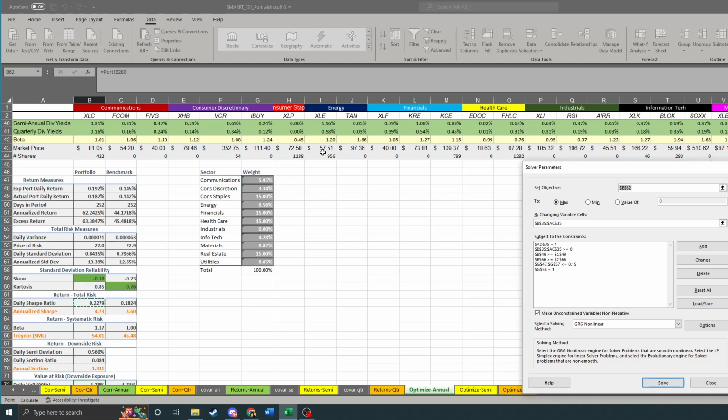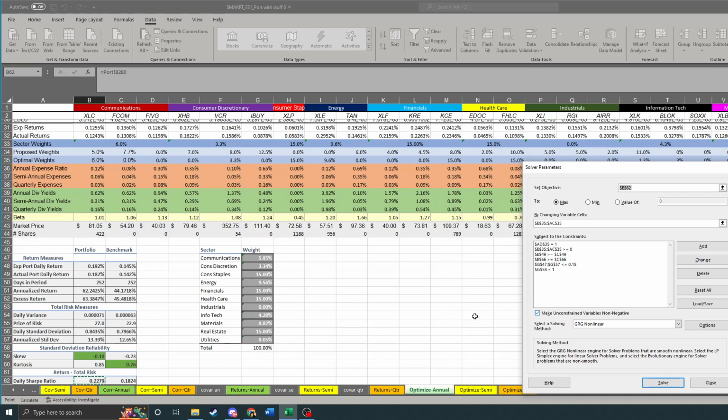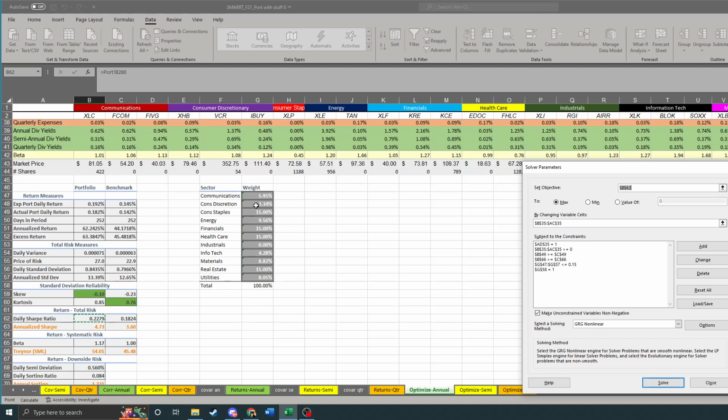And then lastly, our final rule, G58, the total of all these has to equal 1. So this is pretty much doing the same thing up here, but it's just saying that the total of all our weights has to equal 100%, which makes sense.